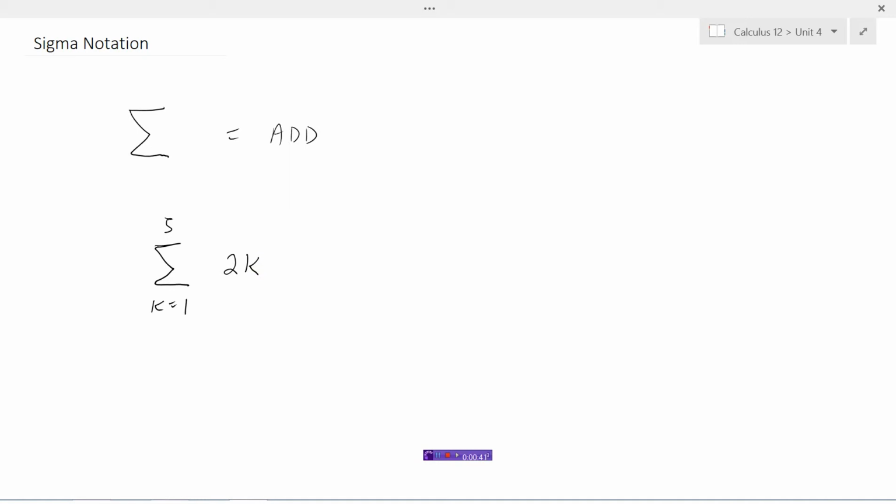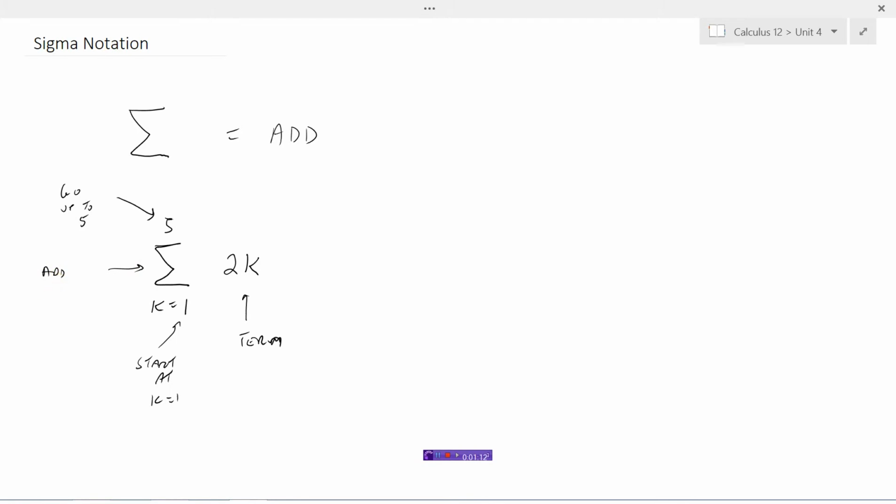You might see something written like this. And this would be a shortcut way of expressing a bunch of terms added together. So this here is our term, 2k. Those are our terms. This means to start at k equals 1, and go up to 5. So this is our upper limit. And then this just means add them all up.